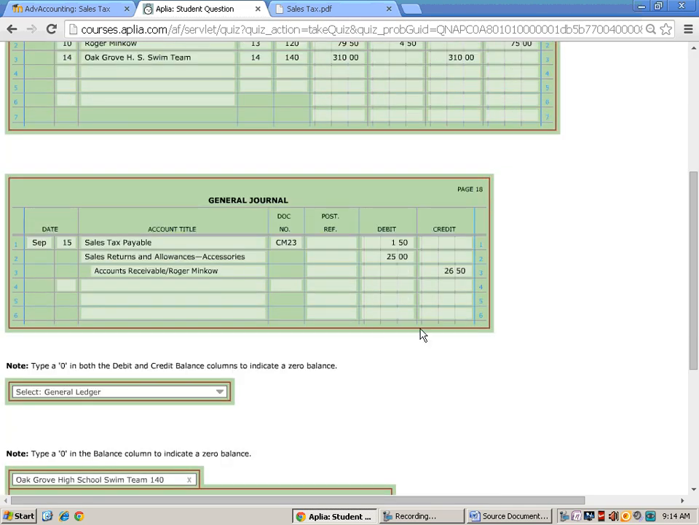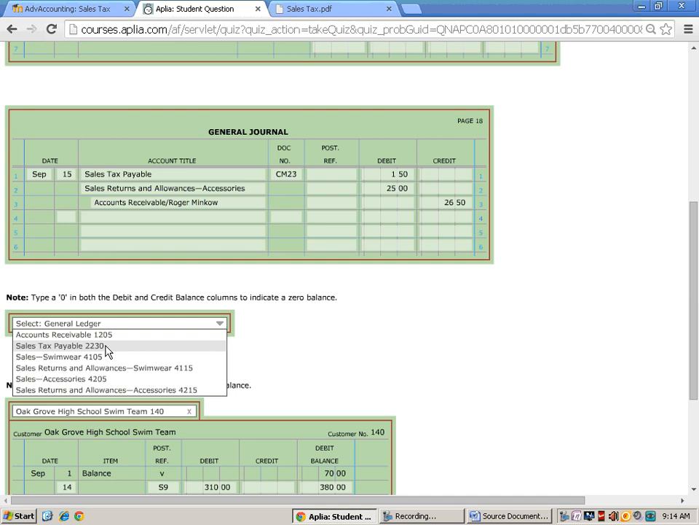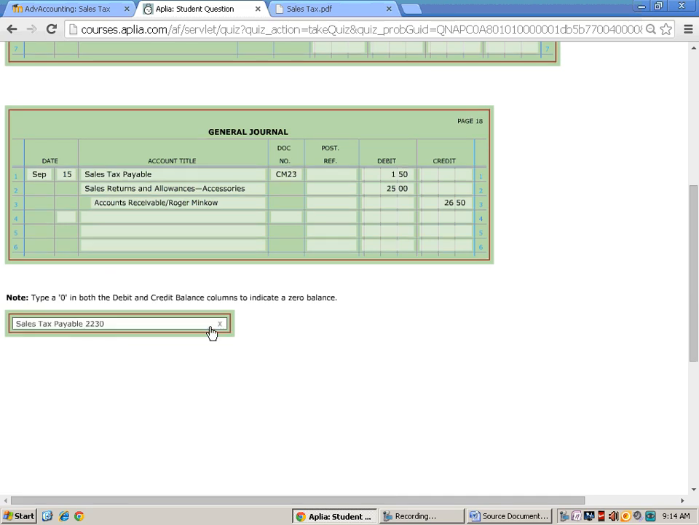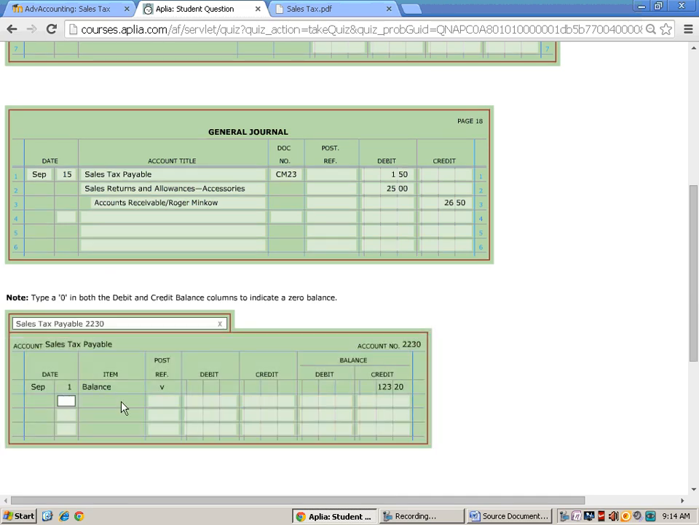So now we're going to post our return. So we go to our sales tax payable in our general ledger. And it's going to be on the 15th. Our post reference is going to be G18. And it's a debit of $1.50, because we no longer have to send that money into the state because they returned it, so they get their tax back. So they're opposite now, so we're going to subtract, and we'll end up with $121.70. Go up here, post reference 2230 for sales tax payable.